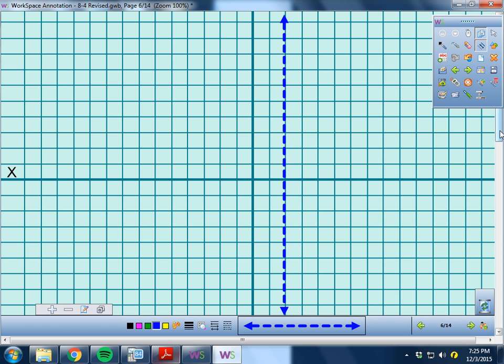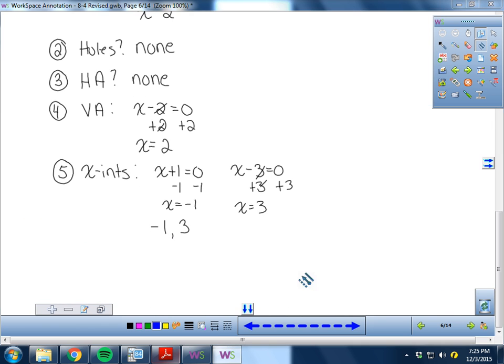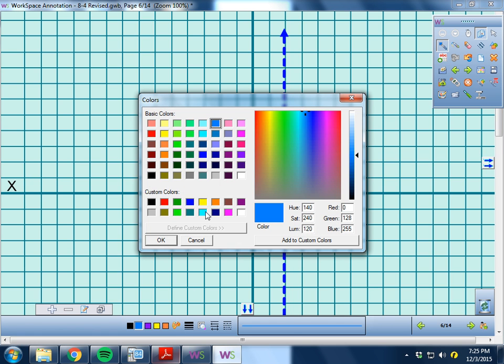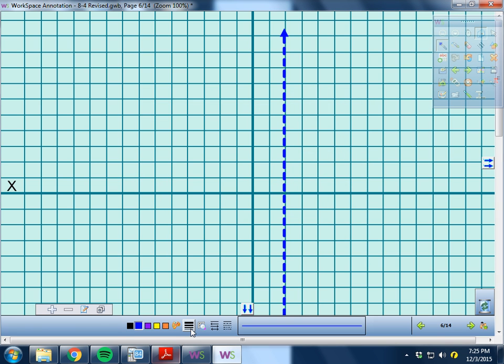Now let's look at what other information that I have. Well, I know that I have x-intercepts at negative 1 and 3. So I'm going to go back up to my graph. And I have x-intercepts at negative 1 and x-intercepts at 3. So let's go there. Negative 1, we've got a dot. And 3, we have a dot. So that's where my graph's going to cross.